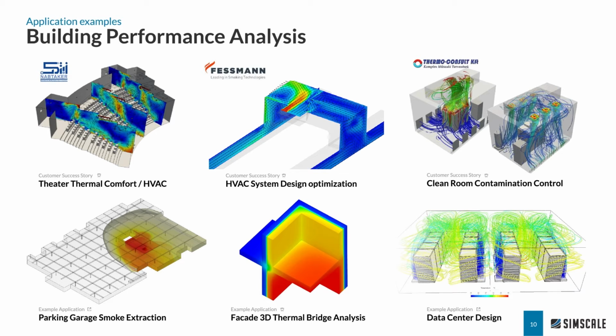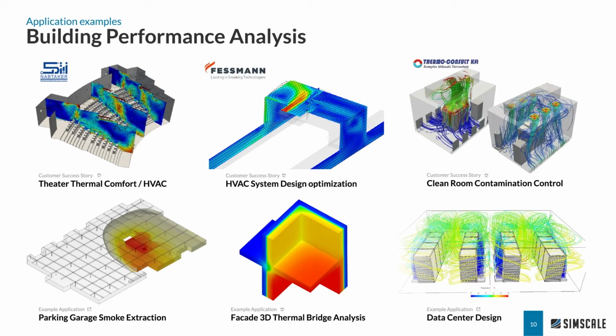we see again on the top left the similar use case we already talked about today, a theater thermal comfort analysis. We're really interested in the thermal comfort of the occupants, but you can go also in more detail and analyze, for example, the HVAC system or subsystem and optimize flow paths, for example, through the duct system, which we see here in the top center from our customer Fessmann.